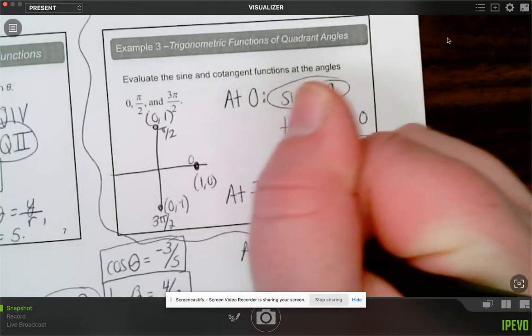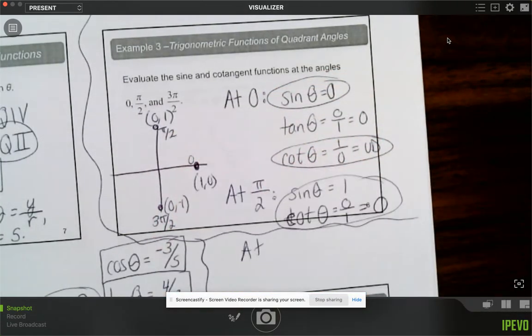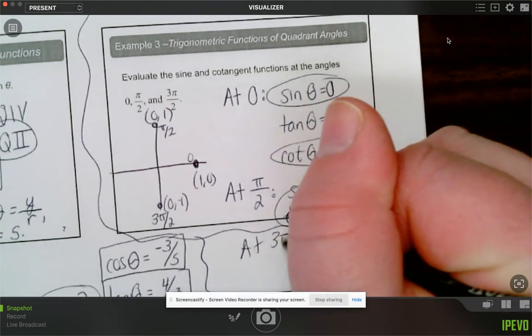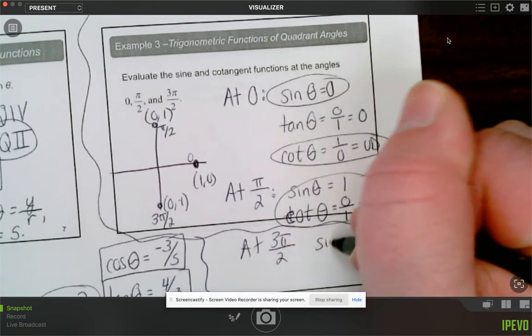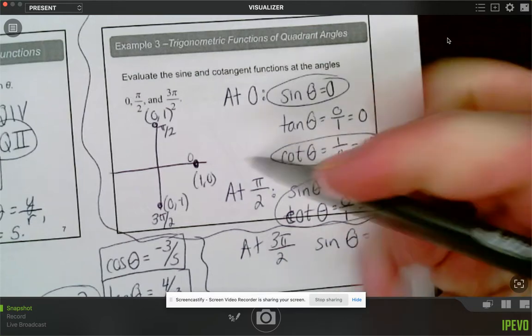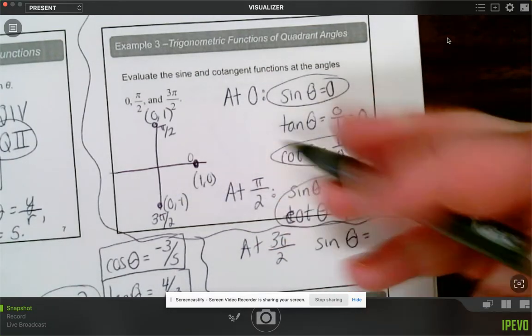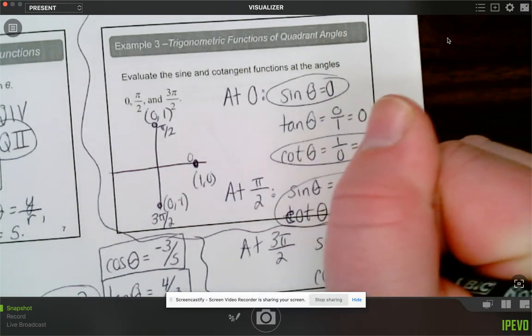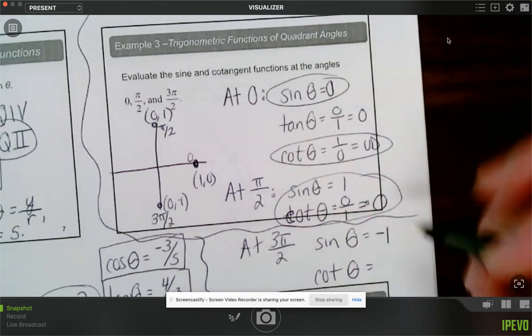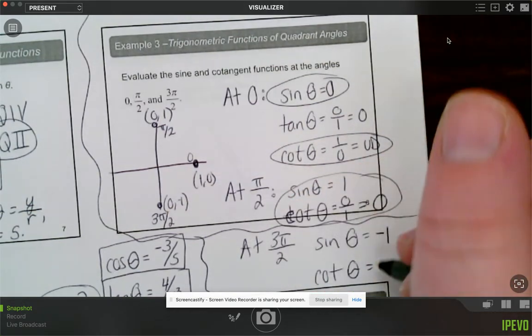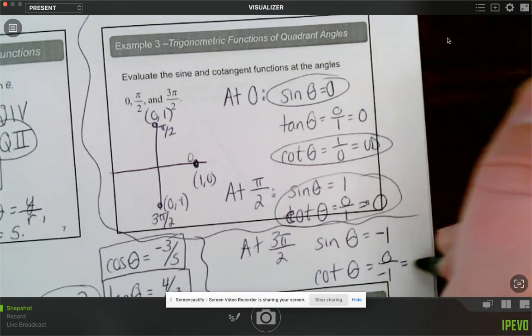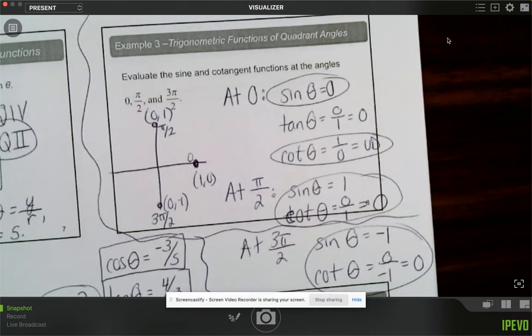And then at, I guess I should have left some more room here. 3 pi over 2. Sine will be, so here's 3 pi over 2. Sine is your y value. That's negative 1. And cotangent is x over y. So that's 0 over negative 1, which is just 0. Okay, and that would be example 3.